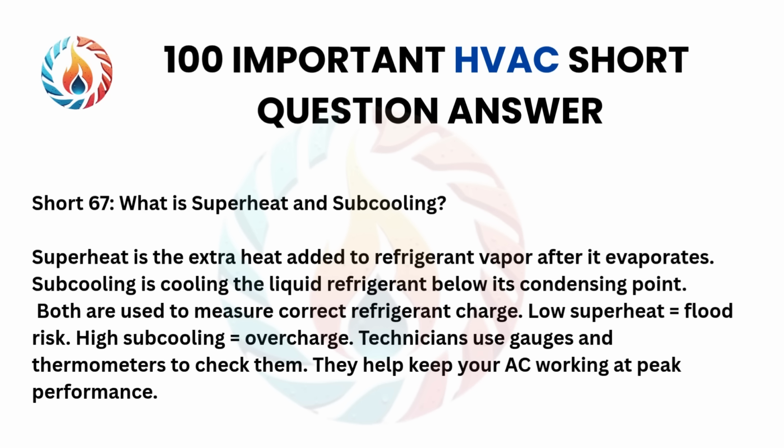Short 67. What is superheat and subcooling? Superheat is the extra heat added to refrigerant vapor after it evaporates. Subcooling is cooling the liquid refrigerant below its condensing point. Both are used to measure correct refrigerant charge. Low superheat equals flood risk, high subcooling equals overcharge. Technicians use gauges and thermometers to check them. They help keep your AC working at peak performance.